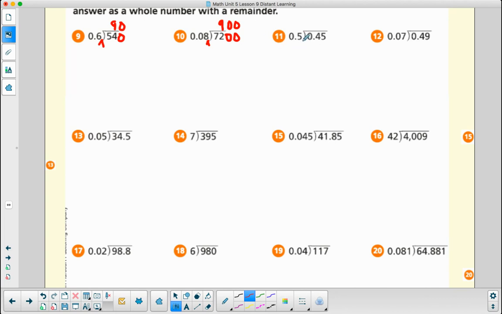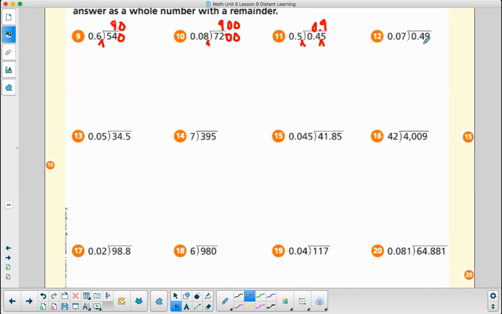5/10 has 1 decimal place, so I'm going to multiply it by 10. That scoots my decimal once to the right. That means I have to multiply my dividend by 10, scooting that decimal once to the right, and puts it there. So that decimal point is gone. 4 would be none. 45 divided by 5 is 9. 9 times 5 is 45.